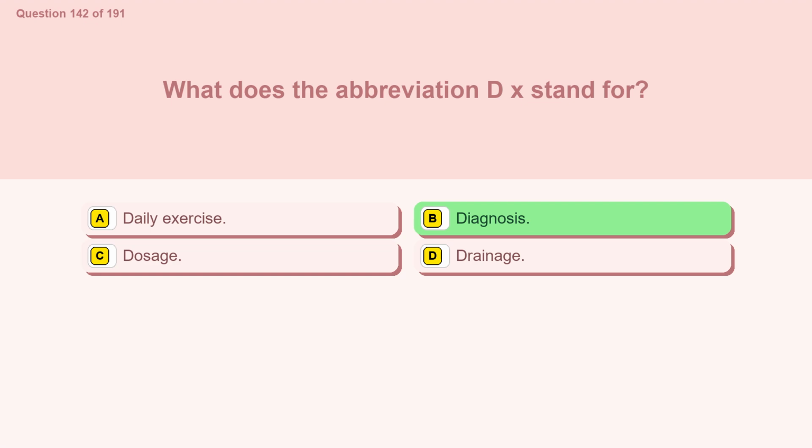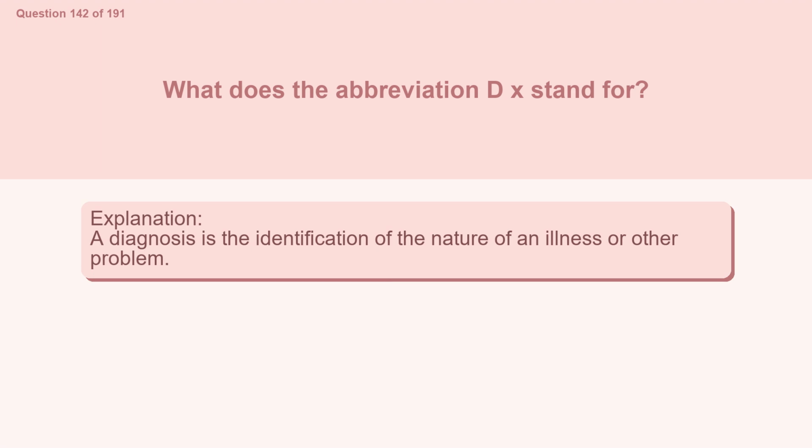The correct answer is option B, diagnosis. A diagnosis is the identification of the nature of an illness or other problem.